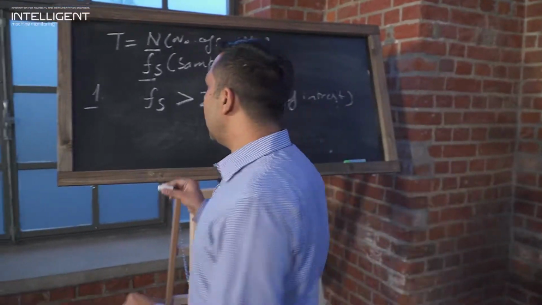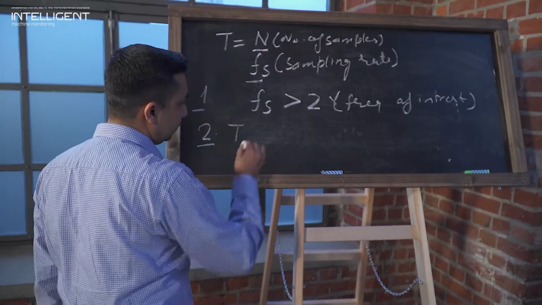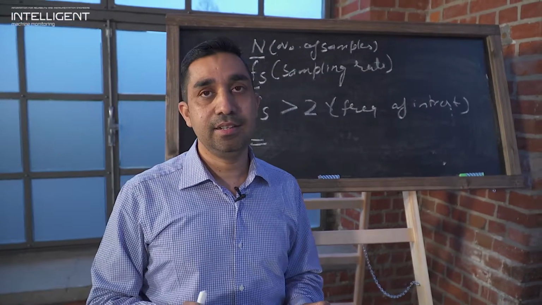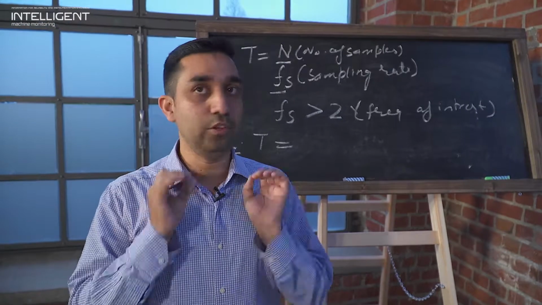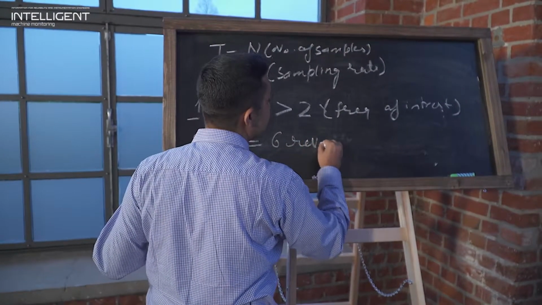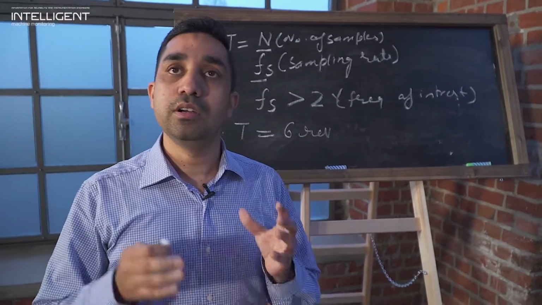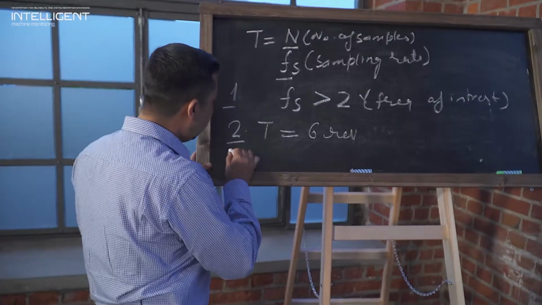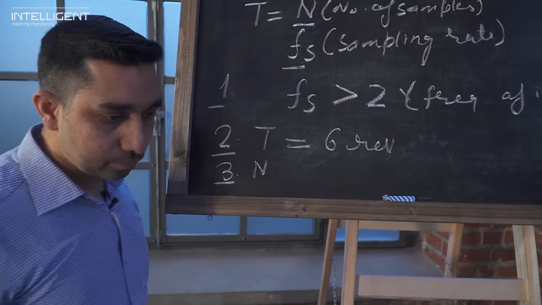Okay, first rule. Second rule, for the time period: your time period should be able to capture at least 6 shaft revolutions. Okay, 6 revolutions, a minimum of 6 revolutions you should capture in the time signal. And the third is for the number of samples.